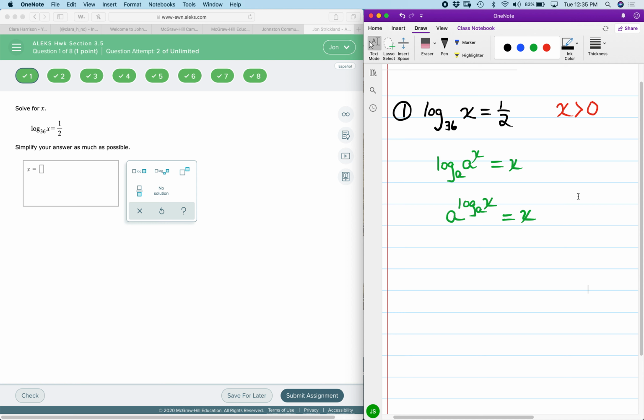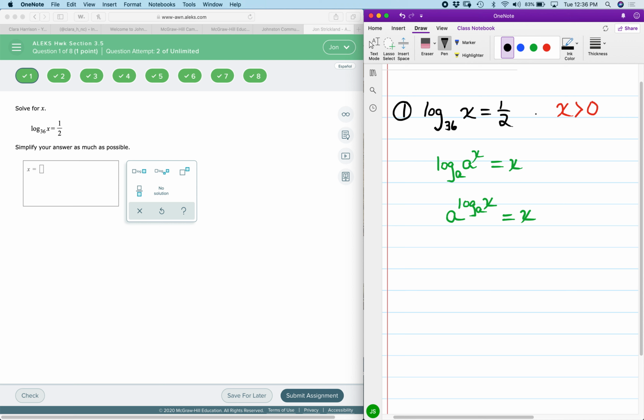Okay, for what we have in section 3.5 in this simulation, for problem number 1, we're looking at solving for x, where the base 36 logarithm of x is equal to 1/2. And just some things to mention. Whatever we have in the argument has to be a positive value. So you cannot have a base 36 logarithm of 0 or anything that is negative. So x must be positive.